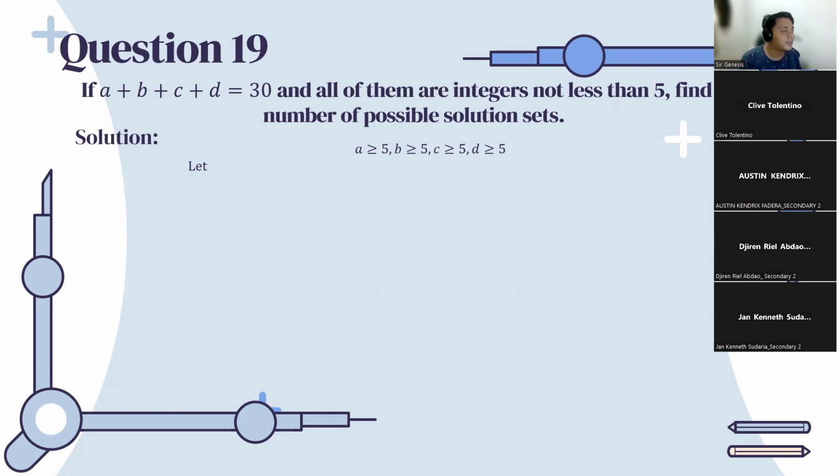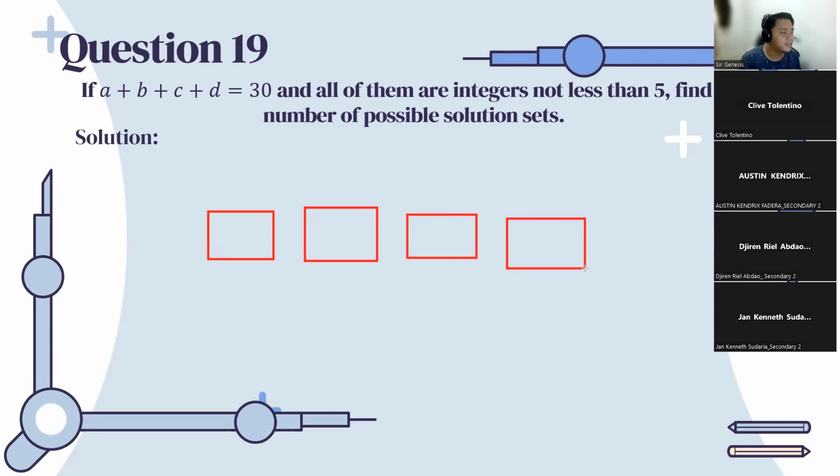Sorry, I'm quite lagging. Okay, so think of it this way: this is A, this is B, this is C, and this is D, right? And then of course we have 30 objects that are to be distributed for these four boxes. Now it says here that all of them are not less than 5. So that means that all of the boxes must have greater than or equal to 5.